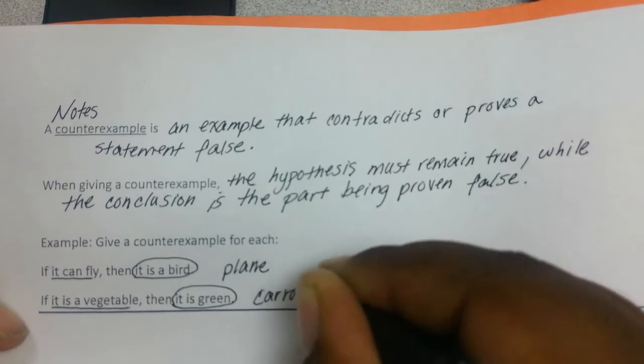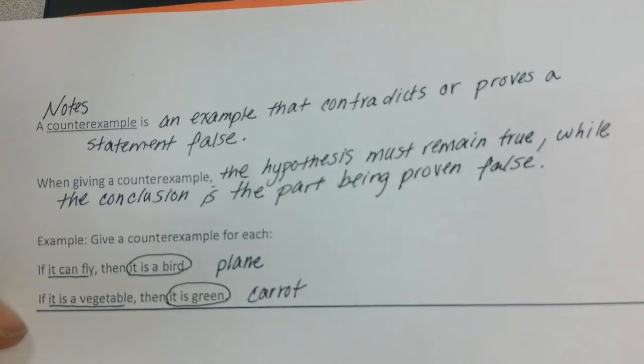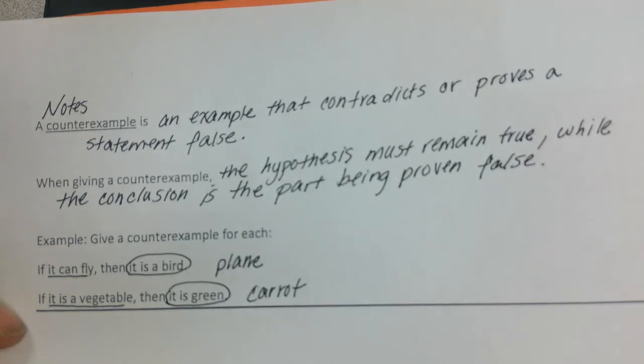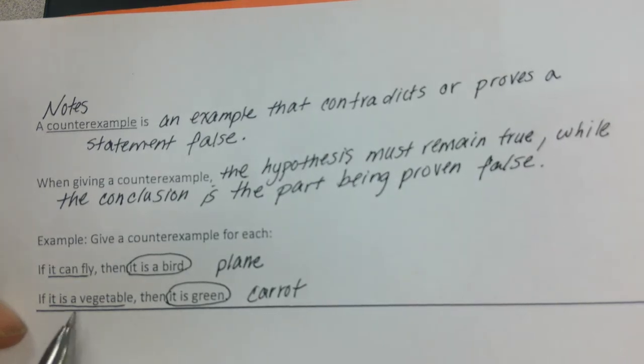What I couldn't say is, well, some grapes are green and they're fruits. Again, it has to be a vegetable. It's just not green.